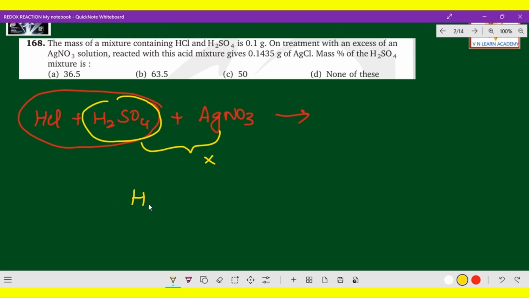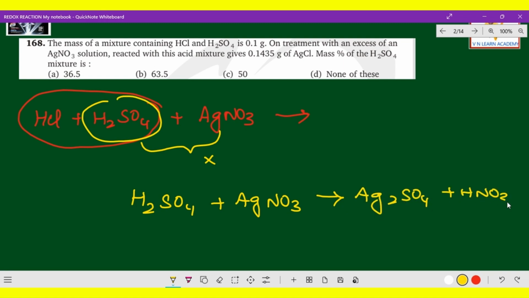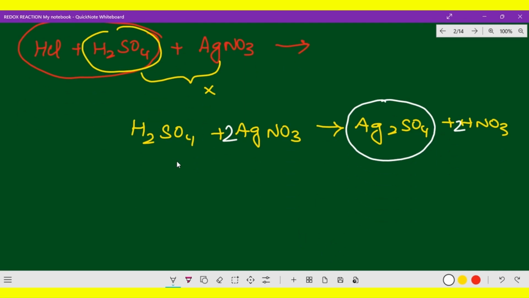Now let us check the reaction here. H2SO4 plus AgNO3 gives Ag2SO4 plus HNO3. Ag2SO4 is not a precipitate, it is a solution. When balancing, Ag2SO4 has 2 here, so you will get 2 here, and S is balanced. First and foremost, this is not a redox reaction, because sulfur is +6 here and +6 there as well. Ag is the same too. So there is no redox reaction.